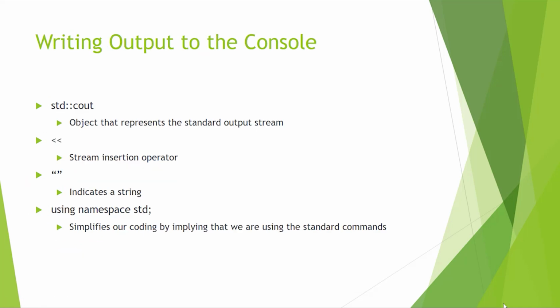Let's dig a little deeper into writing output to and reading input from the console, starting with writing to it. We've already used them several times, but to review, std::cout is an object that represents the standard output stream. Less than is the stream insertion operator, and quotes contain a string. One big time saver we should usually incorporate is to add the line using namespace std semicolon to the top of our programs. That simplifies our code by letting the compiler know that we are using the standard commands, so you can drop the std:: before the outputs and inputs.